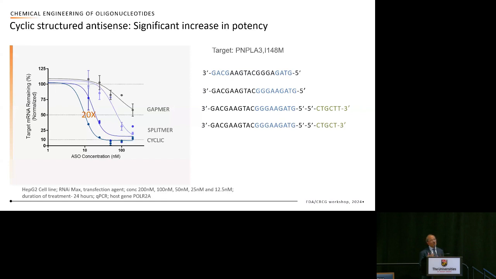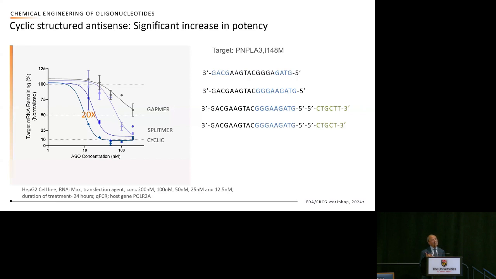The other structure is called splitmer. It's another version of a gapmer. And then the two bottom ones are where we just took the same sequences and created what we can call cyclic structures. And these structures, when we study them in cell culture, with no other change made, we are seeing over 20-fold improvement in potency.